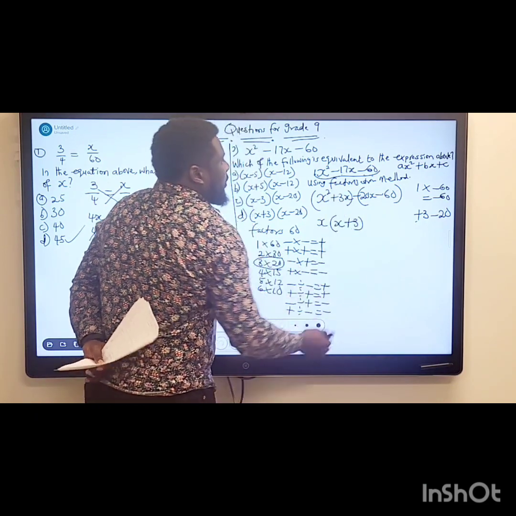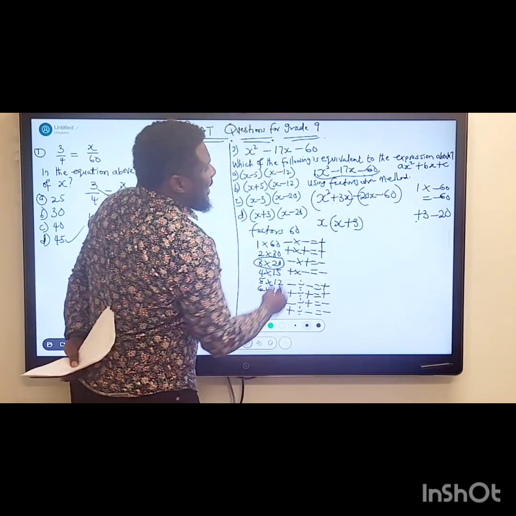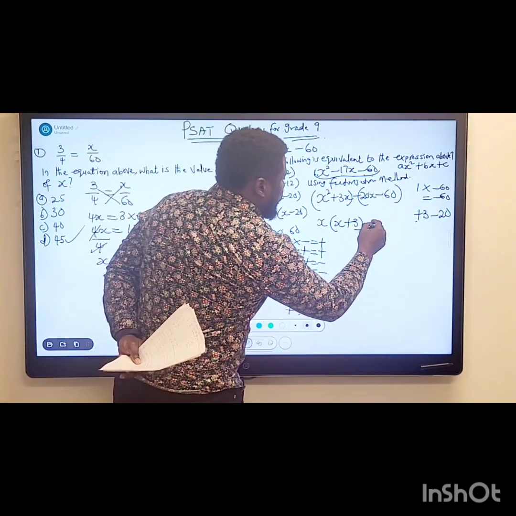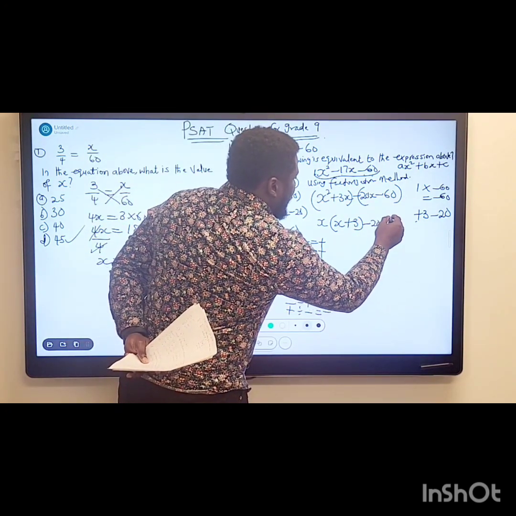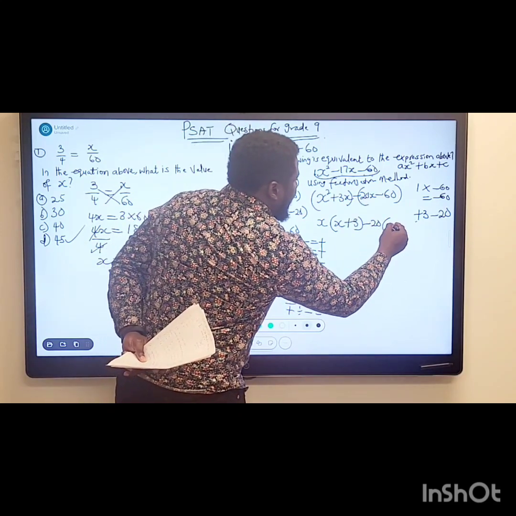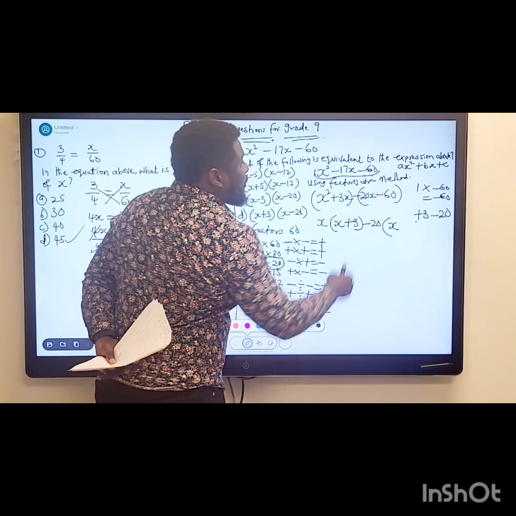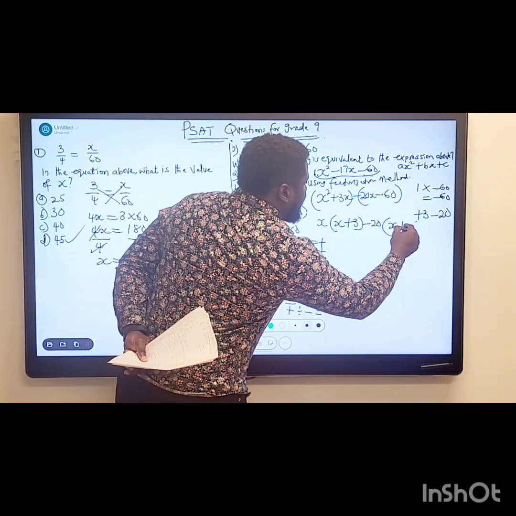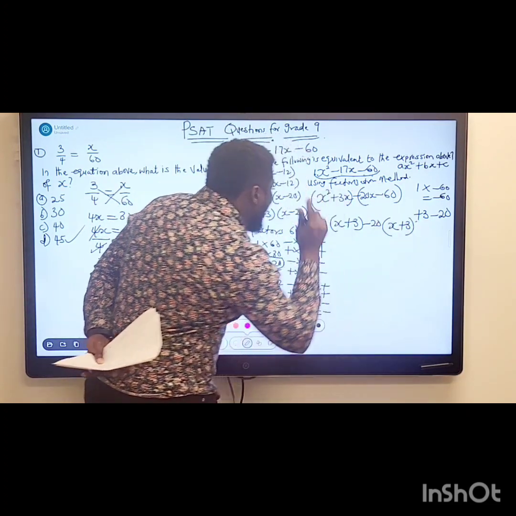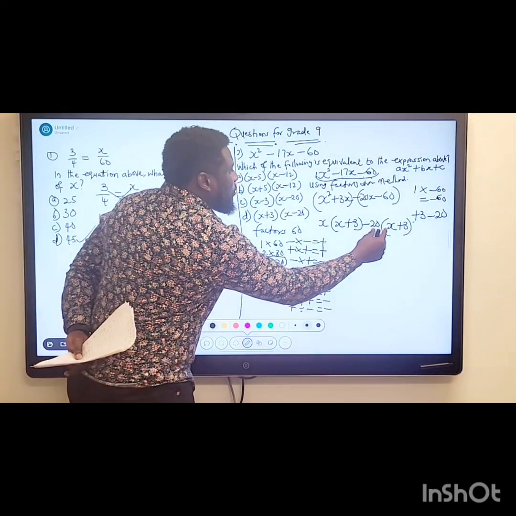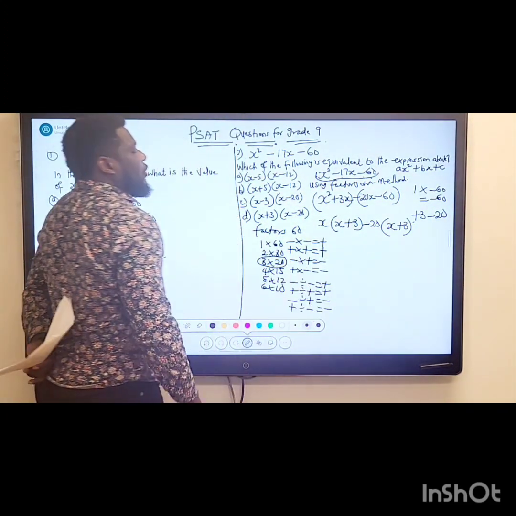Now let's go to the other side. If you look at the other side, negative 20 is common. So you have negative 20. If you cancel that, you have x. Negative 20 into negative 60, you have what? Positive 3. Remember, when you are doing factorization method, what you have on this side must be equal to what you have on the other side.